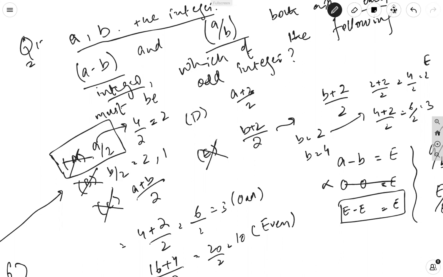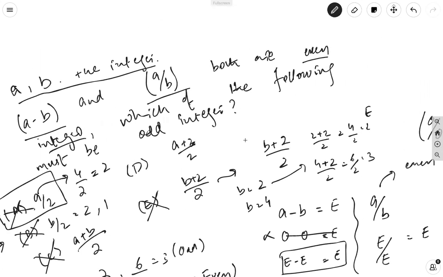Now we are left with D. What we said earlier is that A must be a multiple of 4, right? So for any multiple of 4, let's suppose we call A as 4 times X, A plus 2 divided by 2 will be 2x plus 1. So this term is even, this term is odd. The result is always odd.